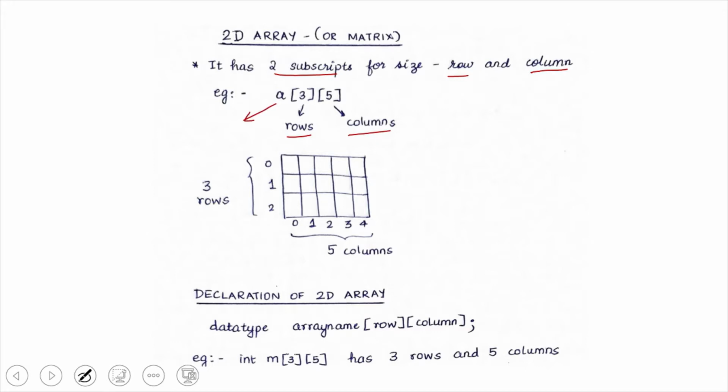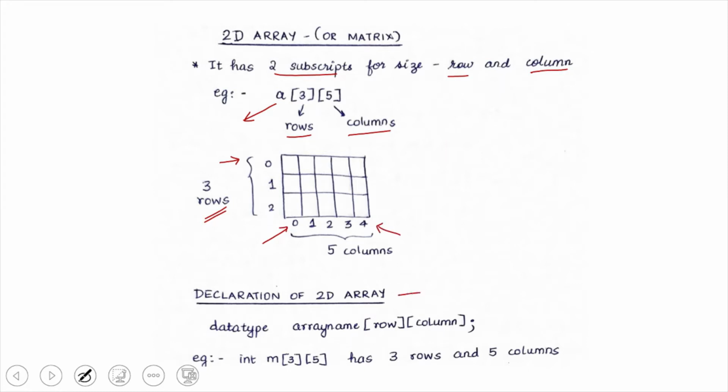So if you have got 3 rows, the index of an array always starts from 0. Similarly, the index of matrices always starts from 0. So 3 rows means 0, 1 and 2. And 5 columns means it again starts with 0 till n minus 1.